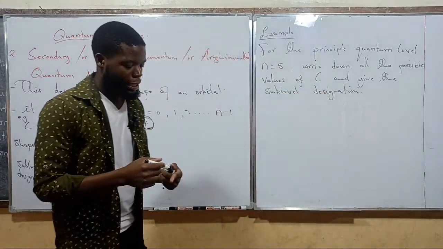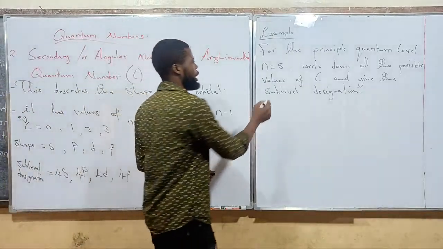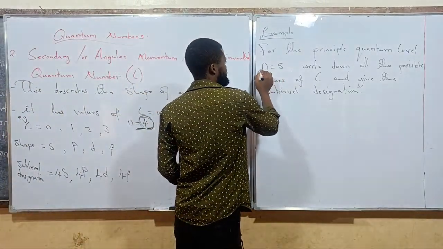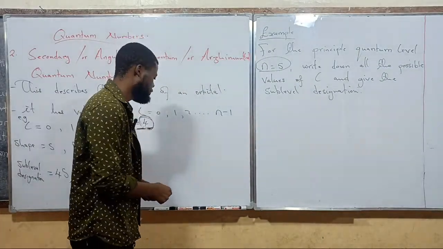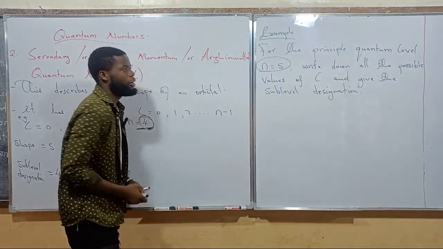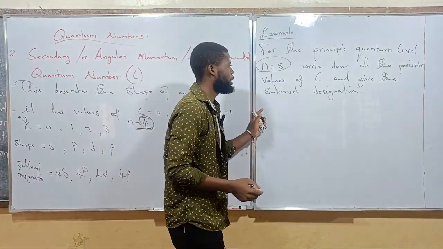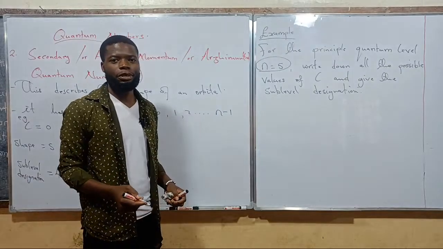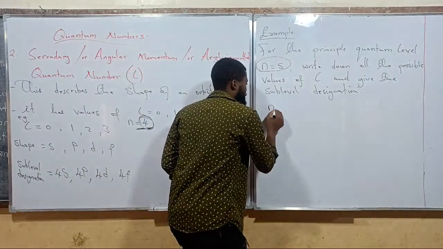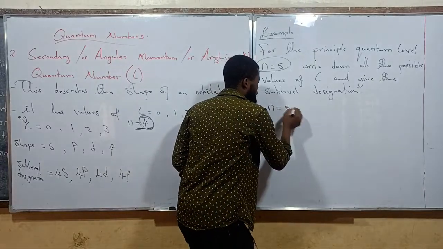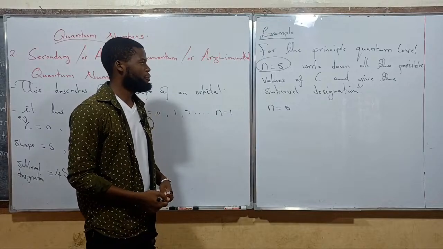Okay, so let's look at that example. For the principal quantum level, n is equal to 5, write down all the possible values of L and give the sub-level designation. For the principal quantum number n equal to 5, write down all the possible values of L.